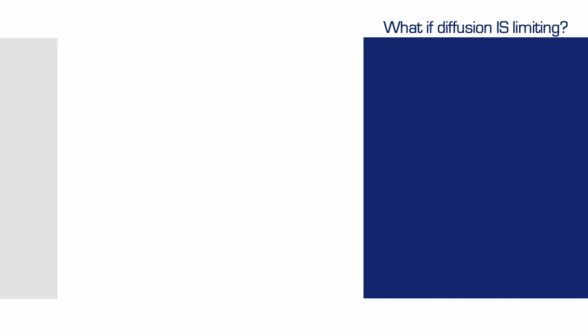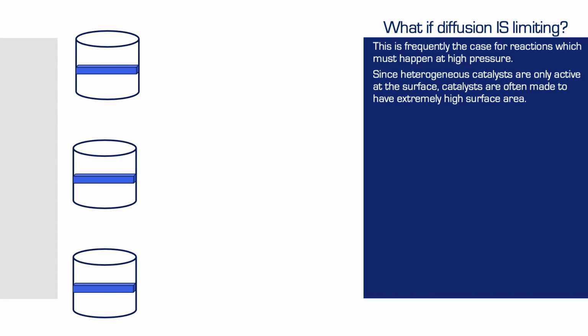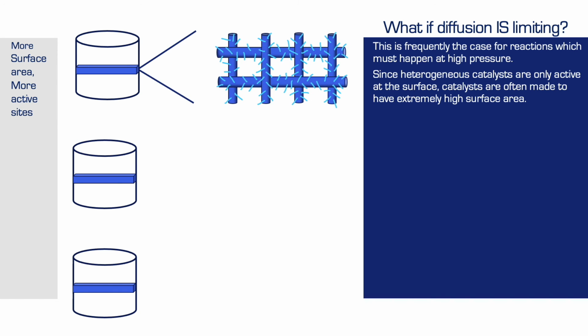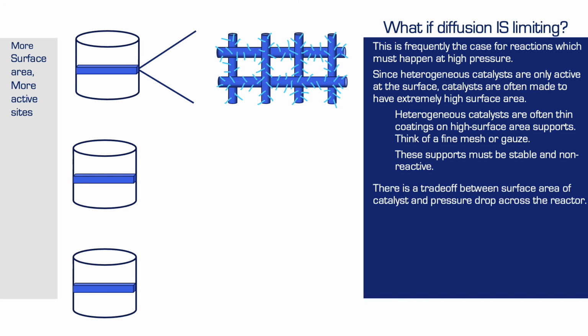What if diffusion is limiting? This is frequently the case for reactions which must happen at high pressure. Since heterogeneous catalysts are often active at the surface, catalysts are often made to have extremely high surface area. Heterogeneous catalysts are often thin coatings on high surface area supports. Think of a fine mesh or gauze. These supports must be stable and non-reactive.